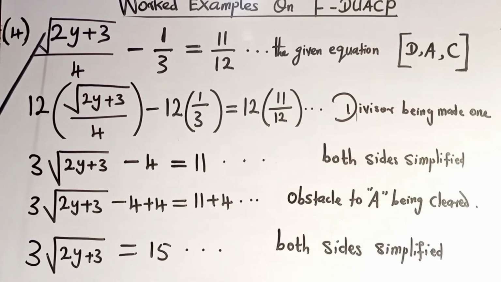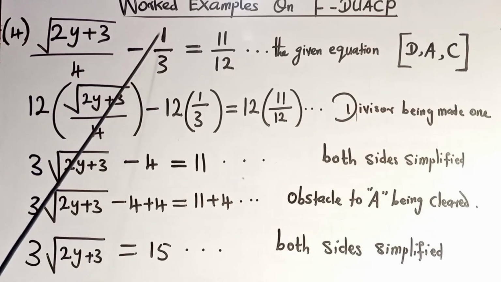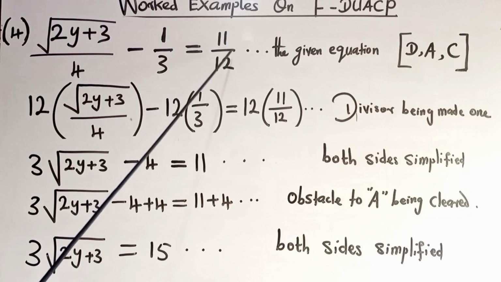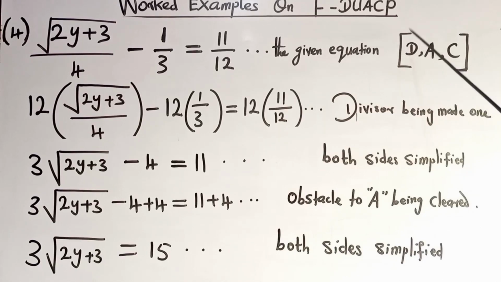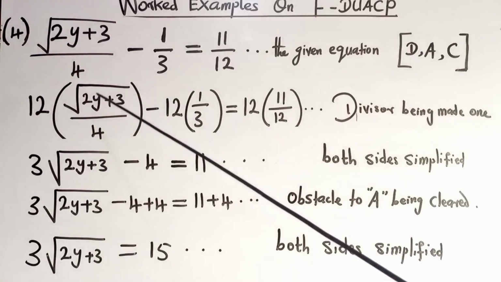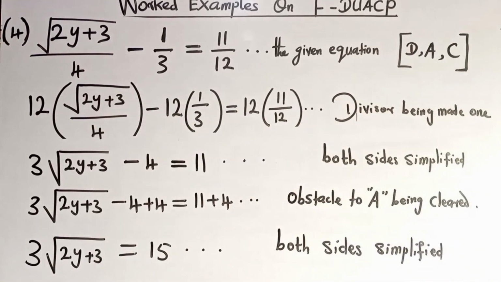Please look at the question. Square root of 2y plus 3 all over 4 minus 1 over 3 is equal to 11 over 12. In this given equation, we sense that if we have to solve it, certainly there will be a time we're going to clear divisors. At least we have three divisors here, 4, 3, and 12, and none of them is 1. Even if others are 1, and one of them at least is not 1, we still need to clear divisors.